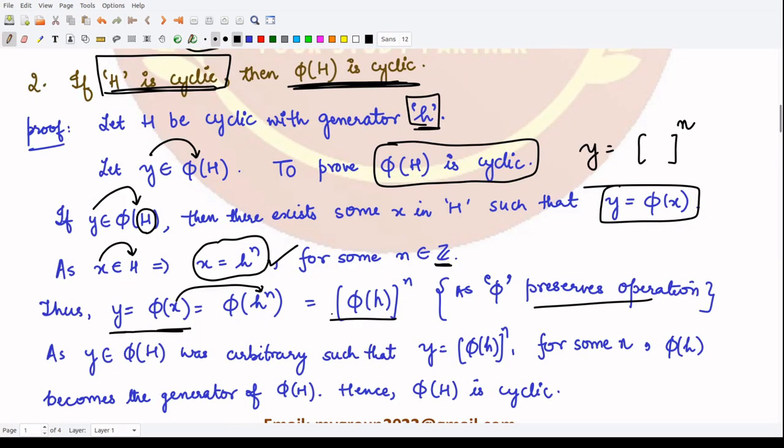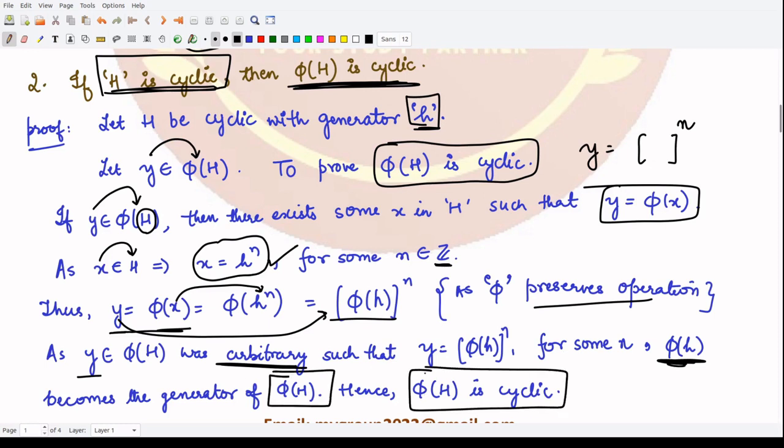Therefore, because y was some arbitrary member that could be written like this for some x, phi of h becomes the generator of phi of H, and hence this is also cyclic in nature. This is the second property we wanted to prove here.